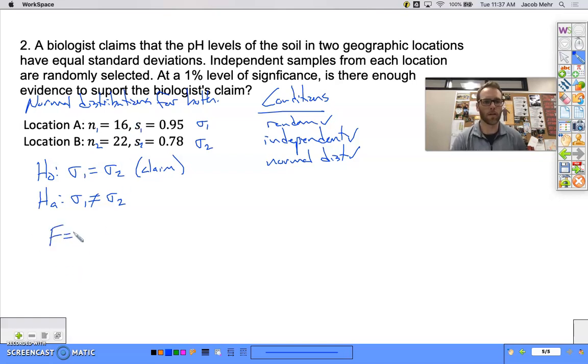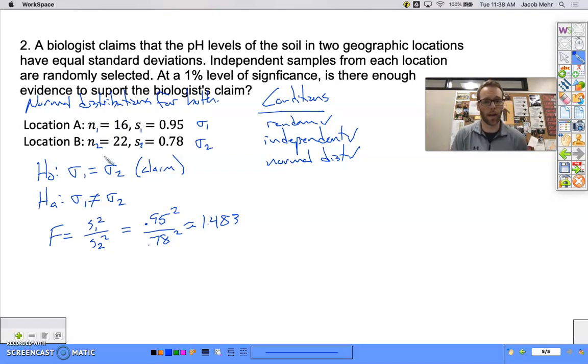Now remember that our test statistic of F is always S1 squared over S2 squared. Do not forget to do the squaring. Okay, we might be tempted to do 0.95 over 0.78, but those aren't the variances, those are the standard deviations, so we need to square them, and we get about 1.483. Okay, there we go.